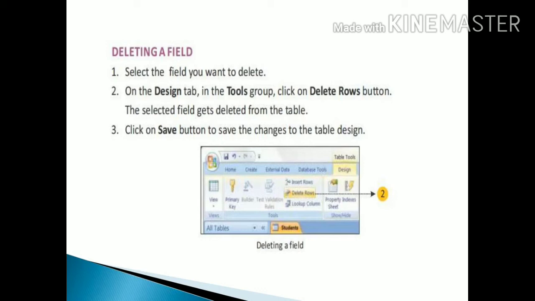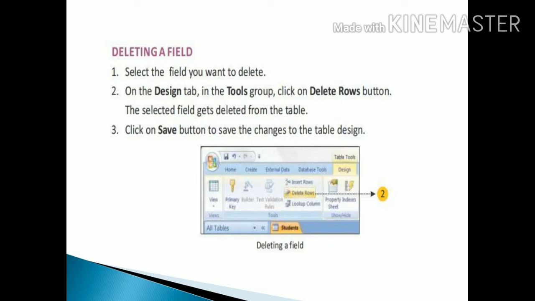So if you want to delete the rows, select the rows, then click on delete rows here. So particular rows will be deleted from your design view, children. So next one is renaming a field. Renaming a field is nothing but, suppose you have entered roll number, if you want to change it as roll number of the student, for example, you can rename it.